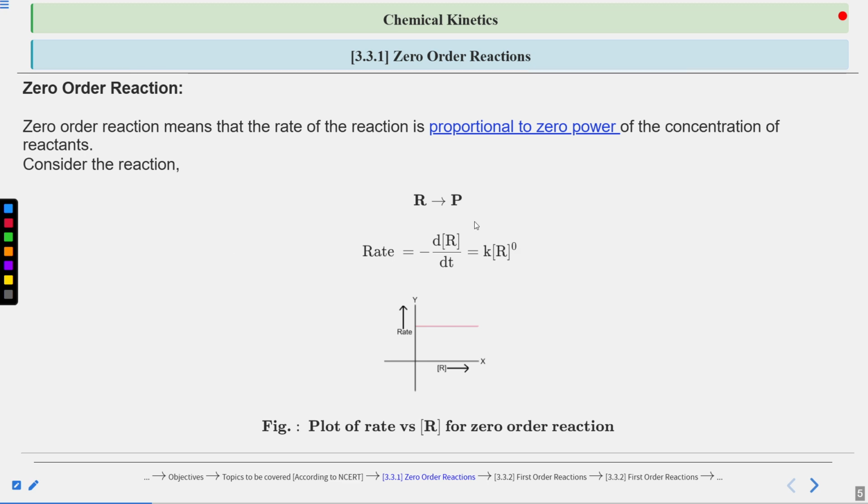So R to the power 0 means it is 1, so rate will become equal to k, right? That means a constant value, the rate constant. So the rate has a constant value whether you are changing the reactant concentration or not. That is the representation of rate versus R for a zero order reaction.